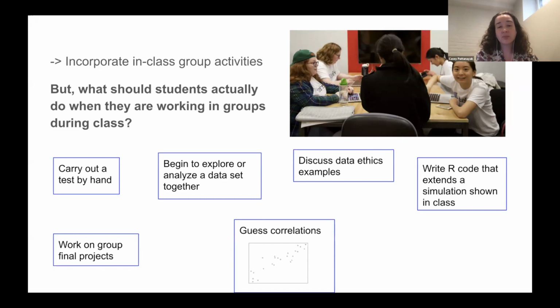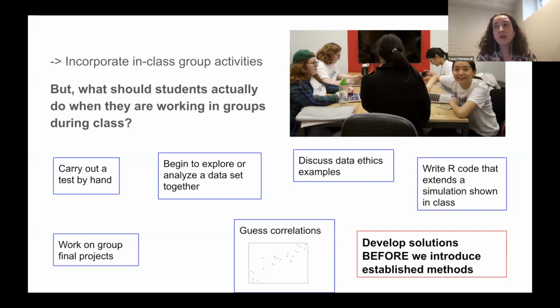There's one favorite example that I know is very popular: to show students some pictures of scatter plots and have them guess the correlation. That one actually inspired me a little bit as I figured out what the most effective group work tool was to engage everyone in this particular class. And that was to try to get students to develop methodological solutions before I told them what the most common method was. And that's what this talk is about.